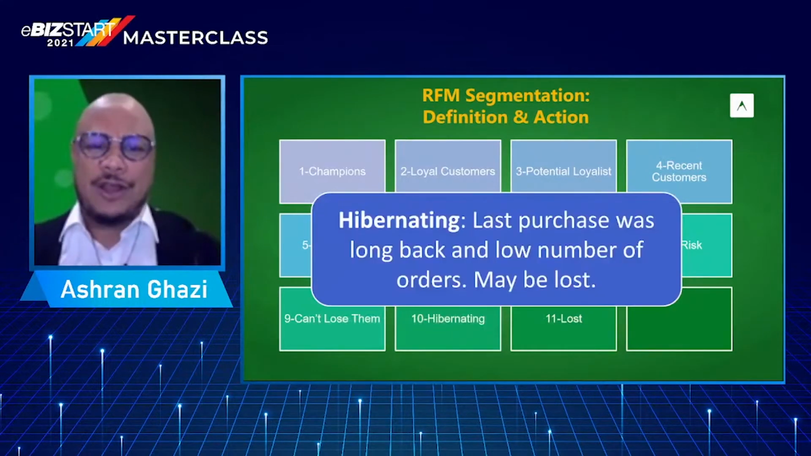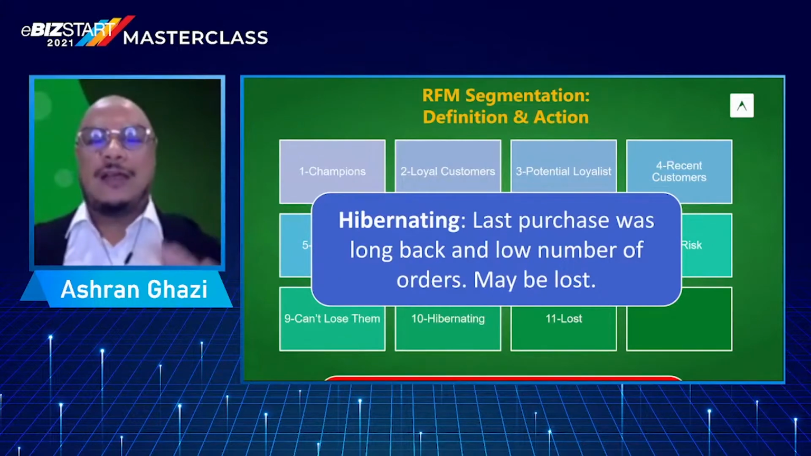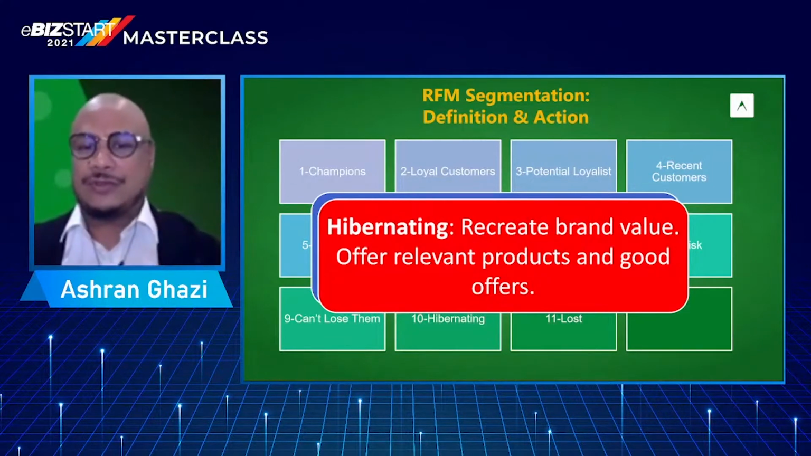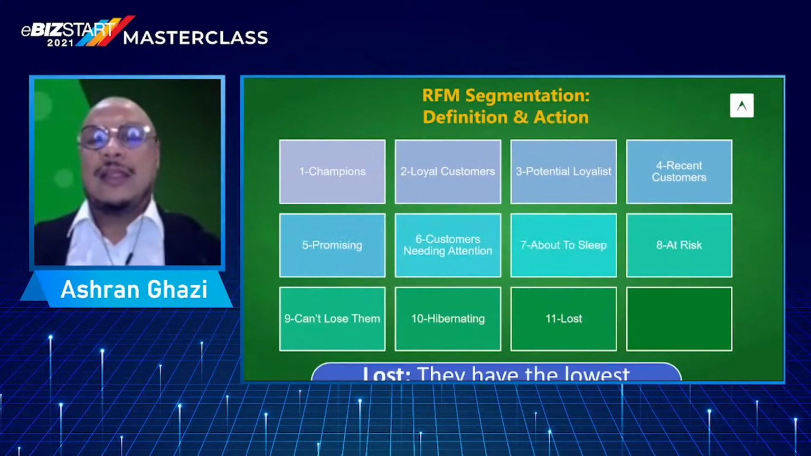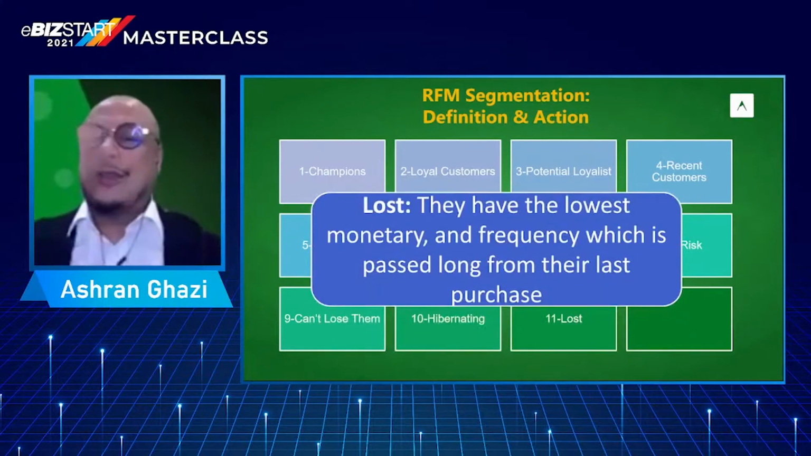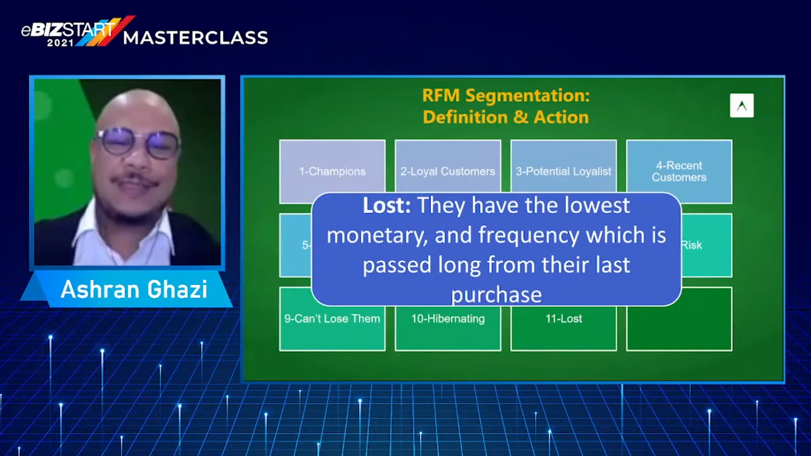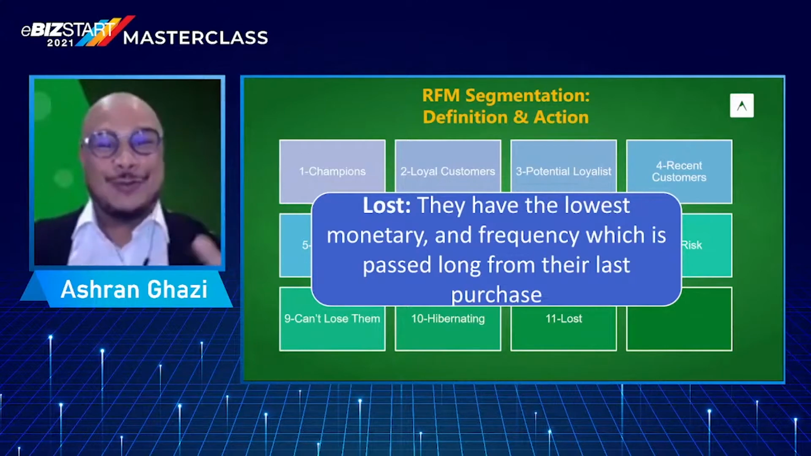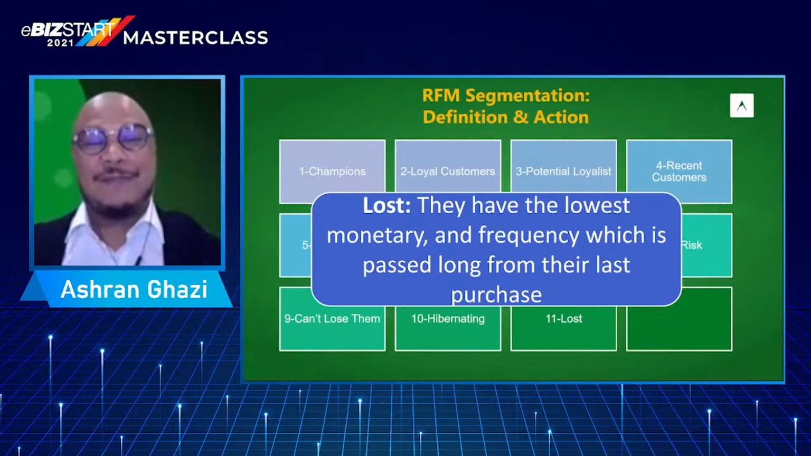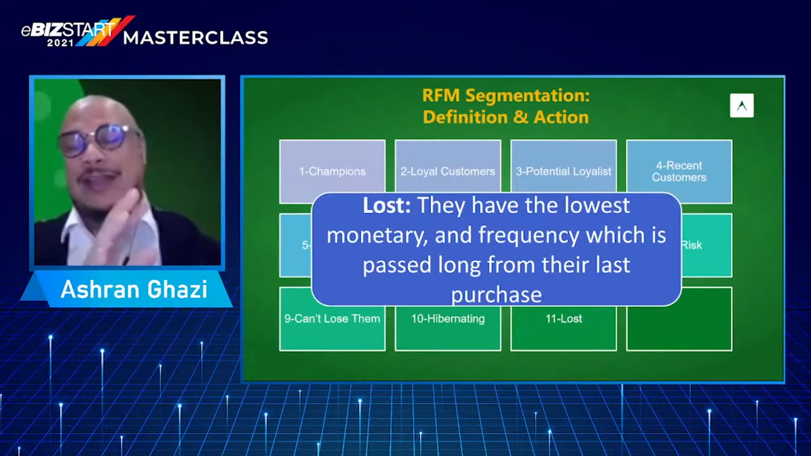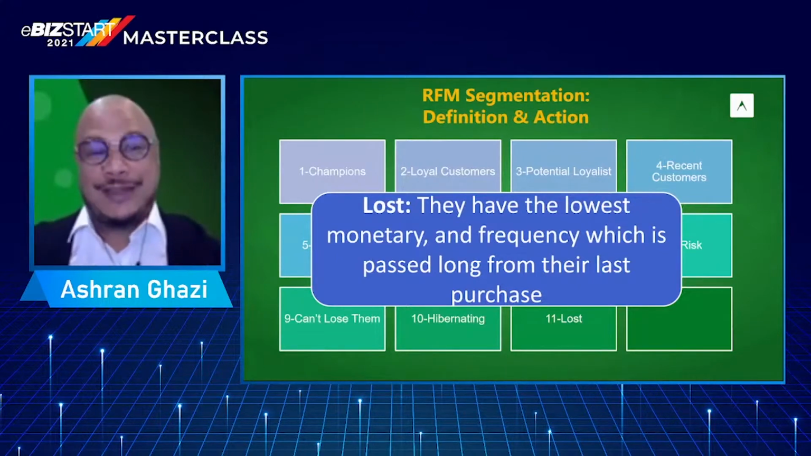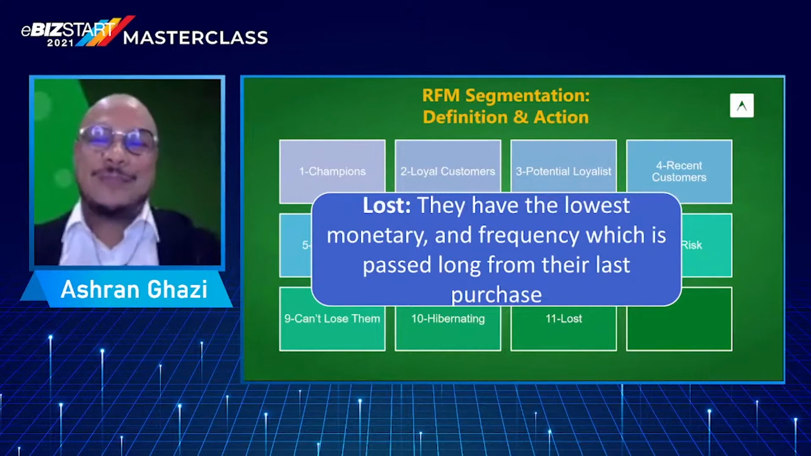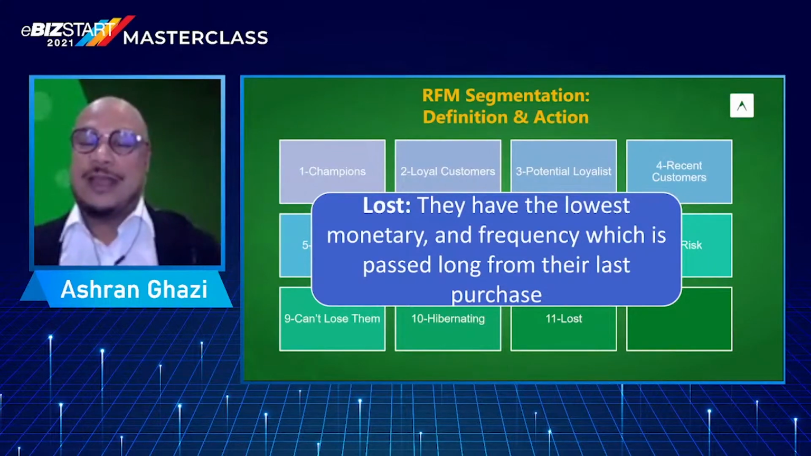Hibernating guys: last purchase was very long ago, low orders, it may be lost. Again, you've got to make sure that brand value is there, finding relevant products and good offers for them. And I'll touch on this later on. Last but not least, this is the group that on all fronts scored the lowest. This is gone. You want to make sure that this number doesn't grow too much, that you are containing it. So you've got to manage the other segments well enough so that this lost segment is shrinking, and your segment number 1 and 2 in particular, your loyal customers and your champions, are getting larger and larger as you move.